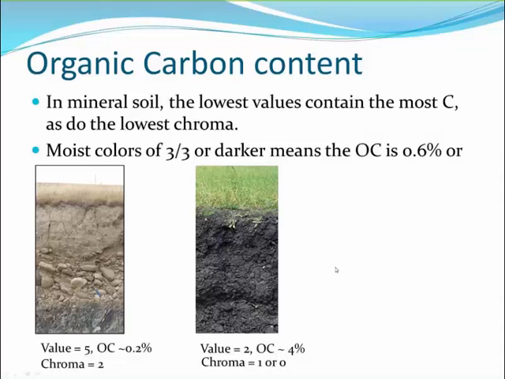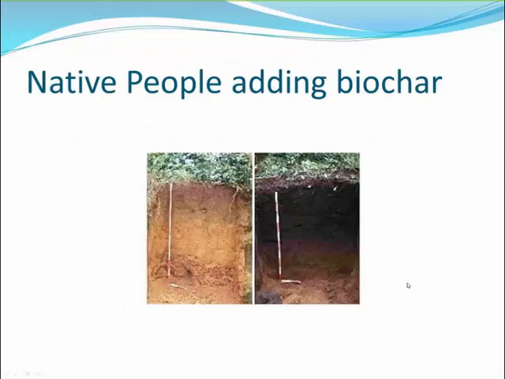So the closer you get to the left bottom corner of a color book, the more organic carbon you're going to have. And this is an example of how native people added biochar, or incompletely burned plant products, to their soil, and they were able to change the color from the soil on the left to the color of the soil on the right.